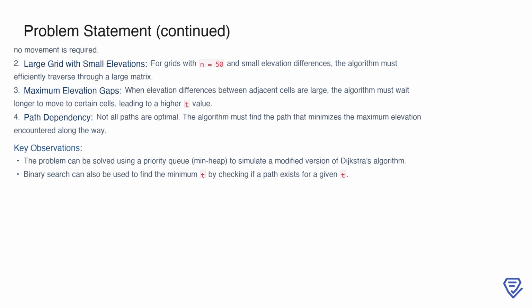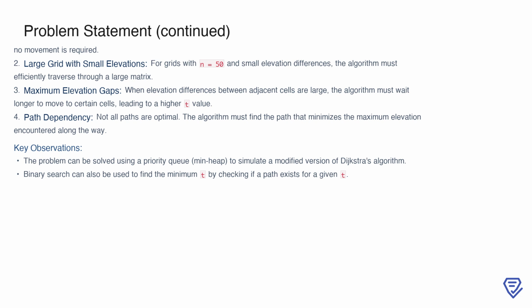To solve this problem, there are a few important considerations. First, in the smallest grid size of n equals 1, there's no movement required, and the minimum time is t equals 0. For larger grids, the algorithm must efficiently navigate through potentially large matrices, especially when n equals 50. Elevation differences between adjacent cells can vary significantly, and larger gaps might force the algorithm to wait longer before moving to certain cells, resulting in a higher t-value.